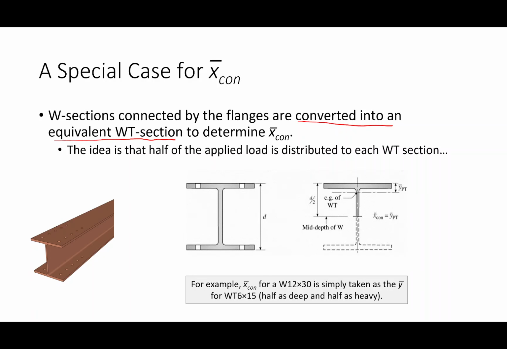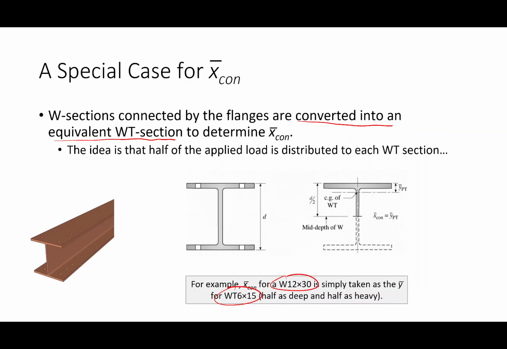And by the way, what do I mean by an equivalent WT? Well, if I had a W12 by 30, the equivalent WT would be a WT 6 by 15. And how do I get that? Well, what's the difference between these two? It's half as deep, half as heavy. So I'm literally just taking the section, cutting it in half. And by the way, for every W section, there's an associated WT. That's where they come from. Does that make sense? So if you're wondering where these come from, that's that. We're not going to deal with that today. We'll deal with that on Wednesday.